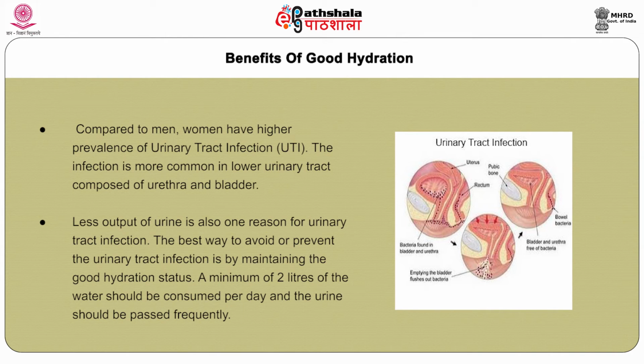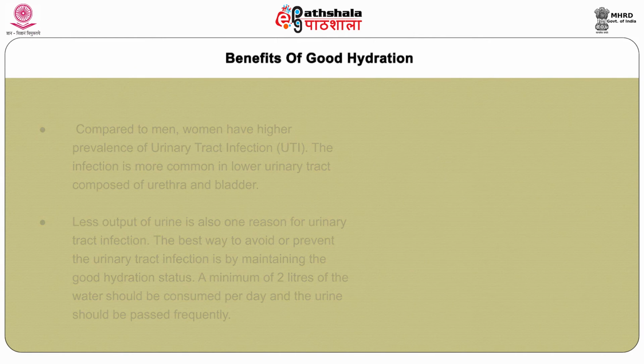When the frequency of urination is reduced, the risk of urinary tract infection is higher. Less output of urine is also one of the reasons for urinary tract infection. The best way to avoid or prevent UTI is by maintaining good hydration status. A minimum of 2 liters of water should be consumed per day, and urine should be passed frequently. The urinary bladder should be emptied to prevent bacterial infections.